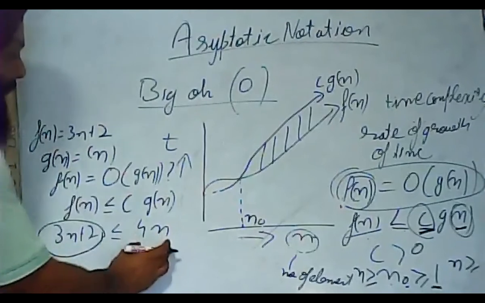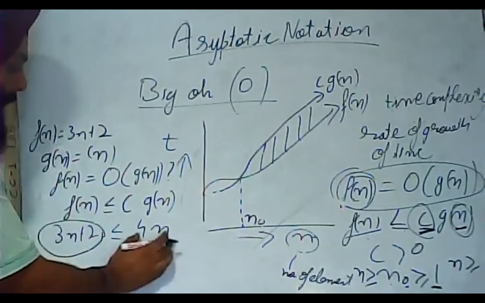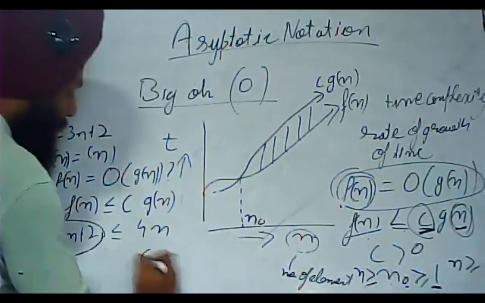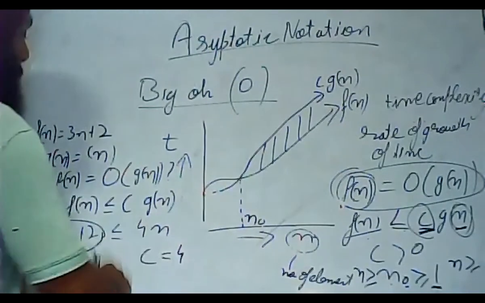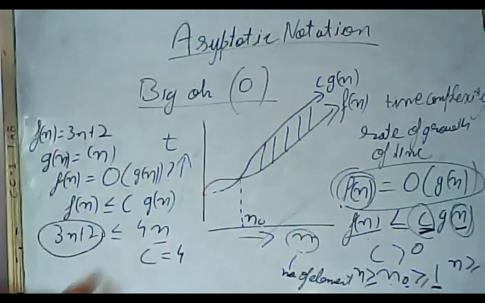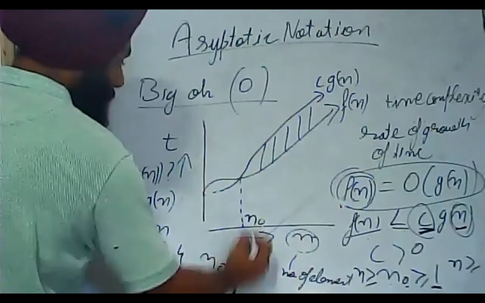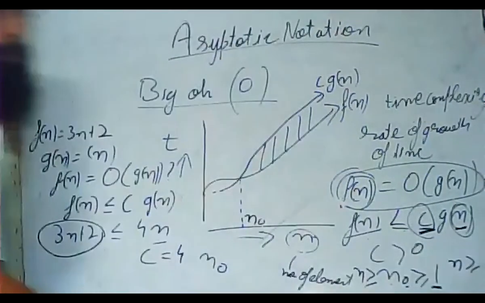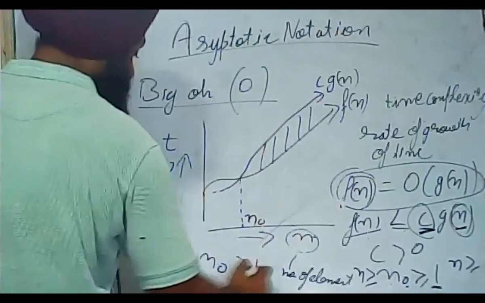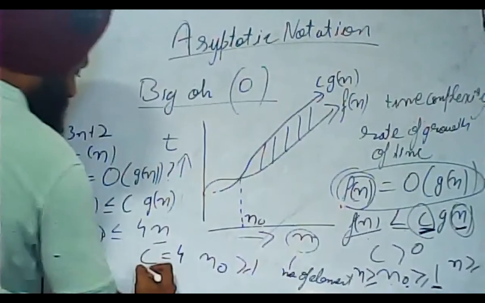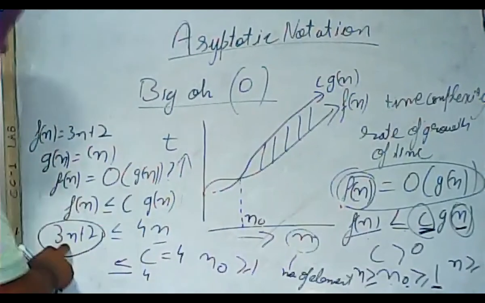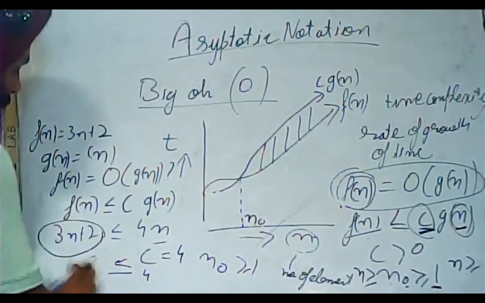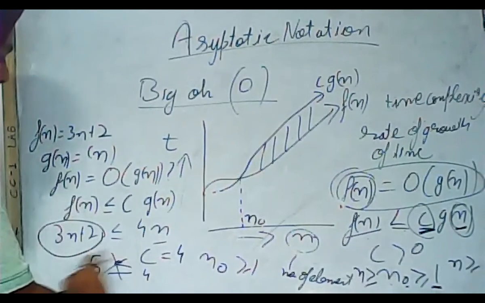So I have written that this value will be greater than this value. So I have found the c, 4 here, and now I'll put values one by one that satisfy this condition. If I put 1 here, this is n naught actually. n naught's value should be greater than or equal to 1. So I'll put 1 here. Here we have 4 into 1, 4, and at this side we will have 3 plus 2, 5. So this is false. 5 is not less than 4.